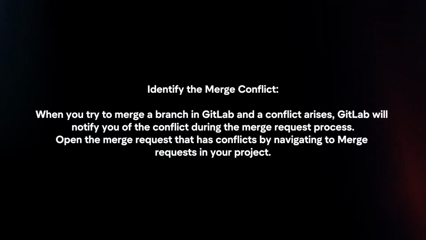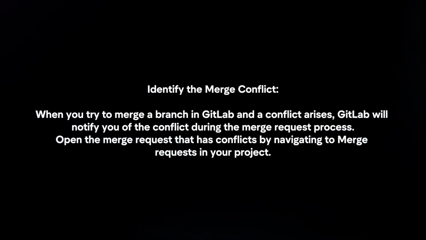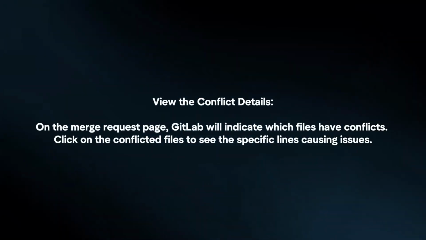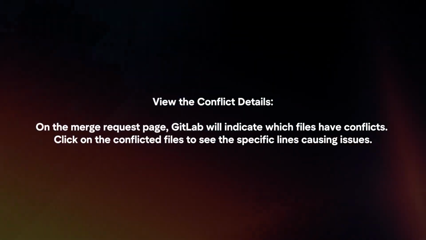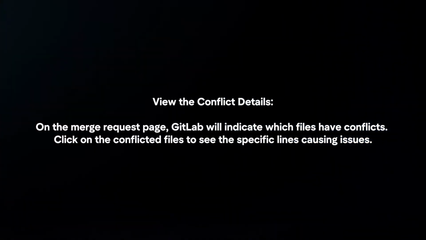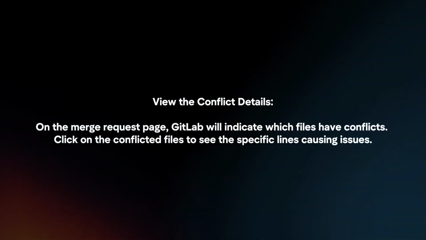Open the merge request that has conflicts by navigating to merge requests in your project. View the conflict details. On the merge request page, GitLab will indicate which files have conflicts. Click on the conflicted files to see the specific lines causing issues.